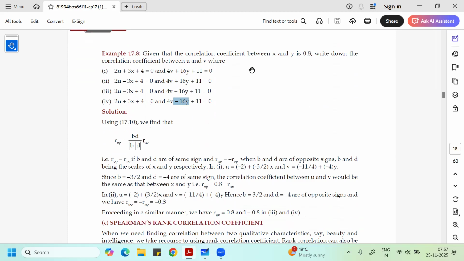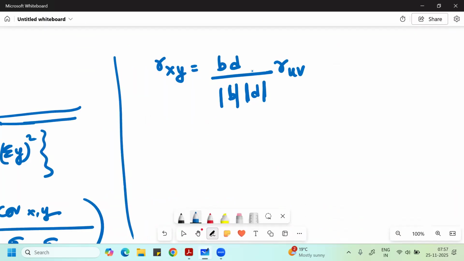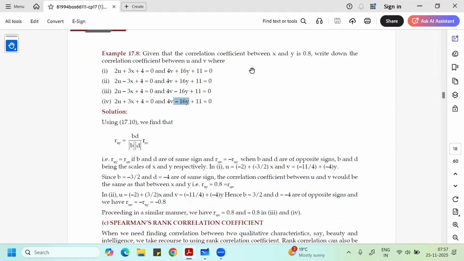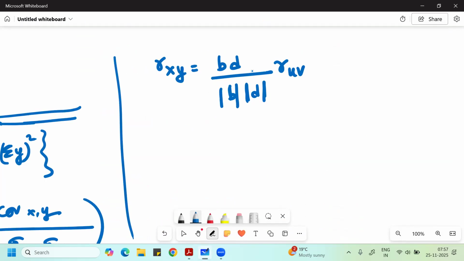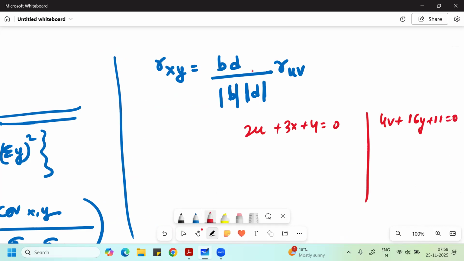So just focus on the very simple. Instead of telling you these mathematical formulas, what you have to do basically is this. If I give you the equations 2u plus 3x plus 4 is equal to 0, and 4v plus 16y plus 11 is equal to 0, then you write u is equal to minus 3x minus 4 by 2, and v is equal to minus 16y minus 11 by 4. Then you have to find the b. What is b here?